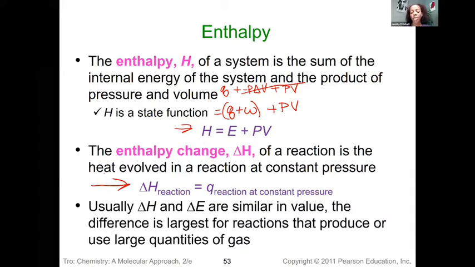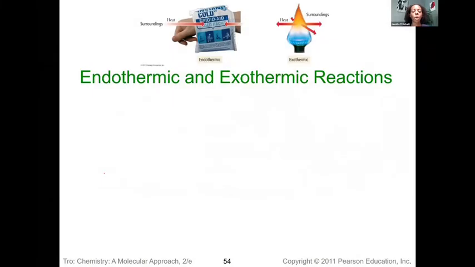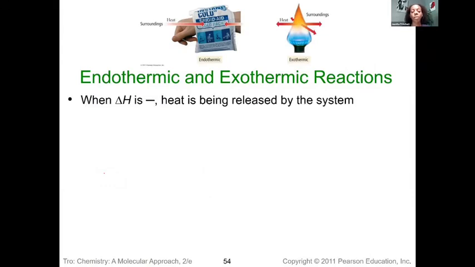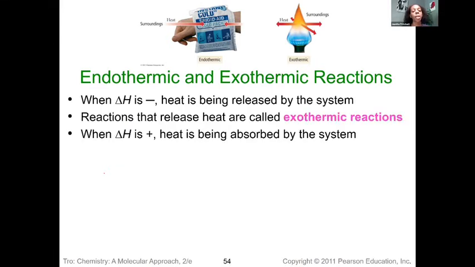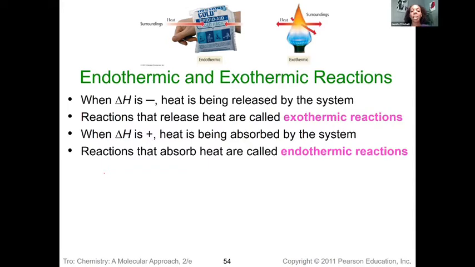Now, often the enthalpy, or delta H, and the energy, or delta E, are similar in value, but you can see large differences whenever you're dealing with reactions that produce large quantities of gases. What this allows us to do is classify what types of reactions we're dealing with by measuring this enthalpy value. When the enthalpy is a negative value, that means that the heat is being released by the system. Remember, enthalpy is equal to just heat. So if you have negative values, that means that the heat is leaving the system, and we can classify those types of reactions as exothermic reactions.